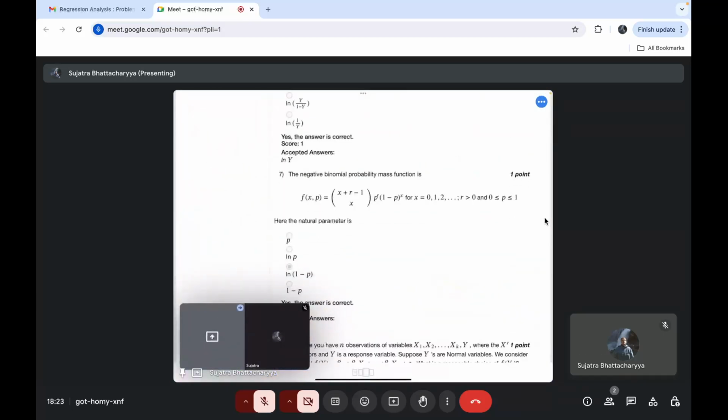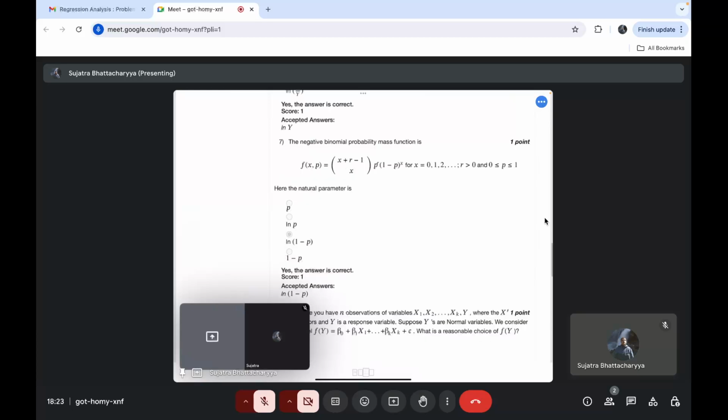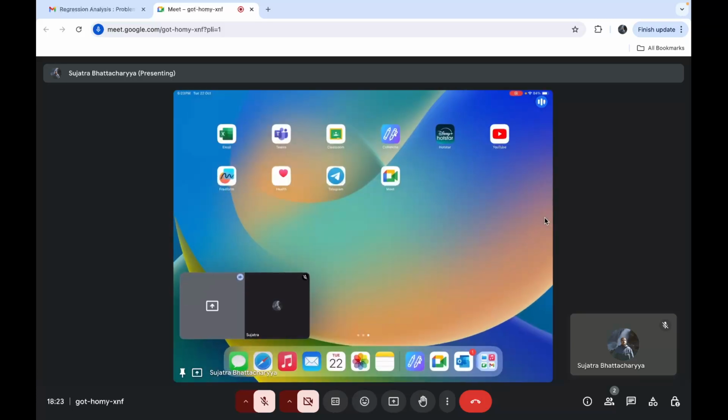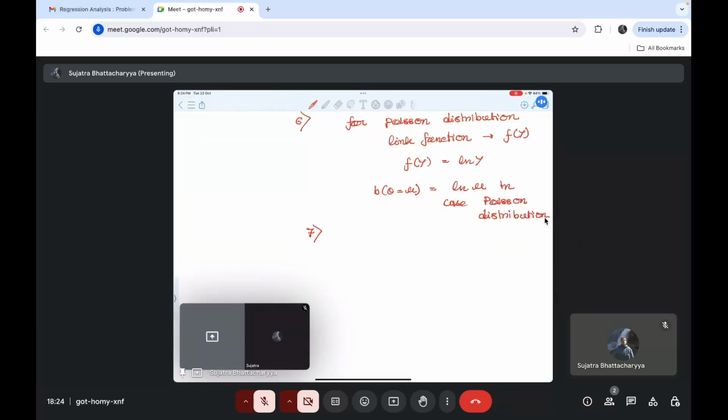Seventh is the negative binomial probability mass function, given like this. Here the natural parameter is... So this is directly coming from the question. You can start with whatever is written. So the negative binomial distribution is given as f of x comma p is (x plus r minus 1 choose x) p to the power r, (1 minus p) to the power x.